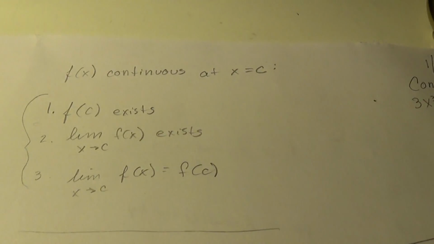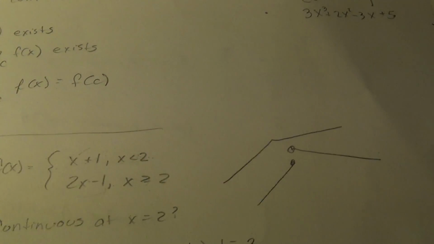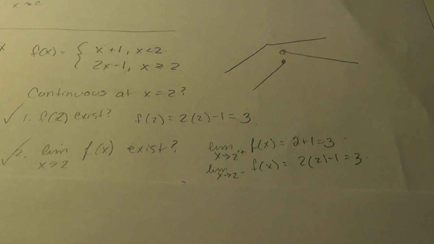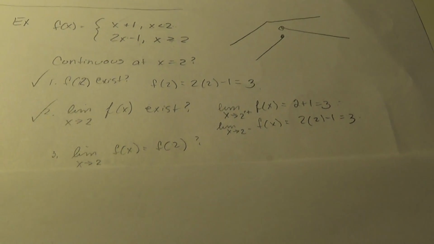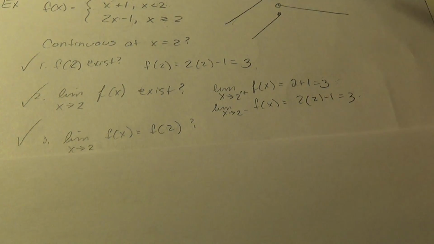The third condition is that numbers 1 and 2 have to be equal. Well, in the first part we got a 3, and in the second part we got a 3, so they are equal. They do equal each other, so it is continuous. So it must be one of these where the graphs connect.